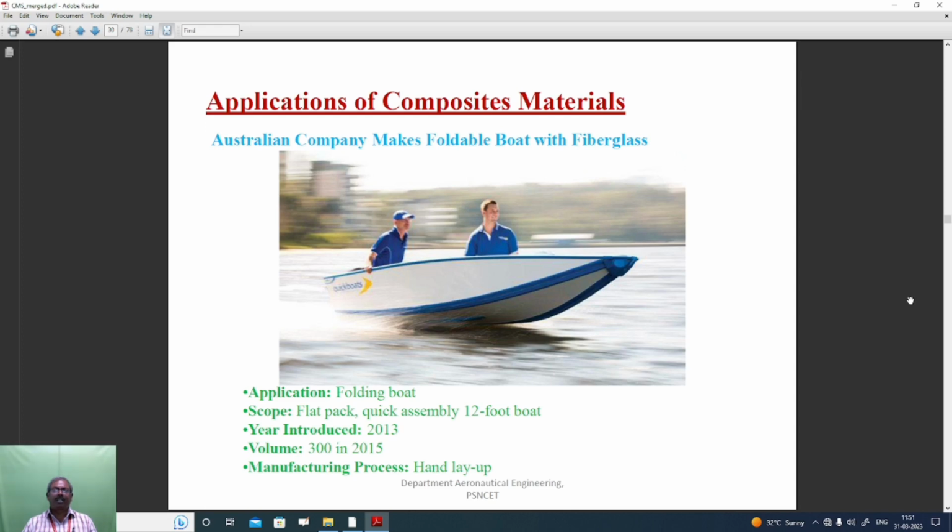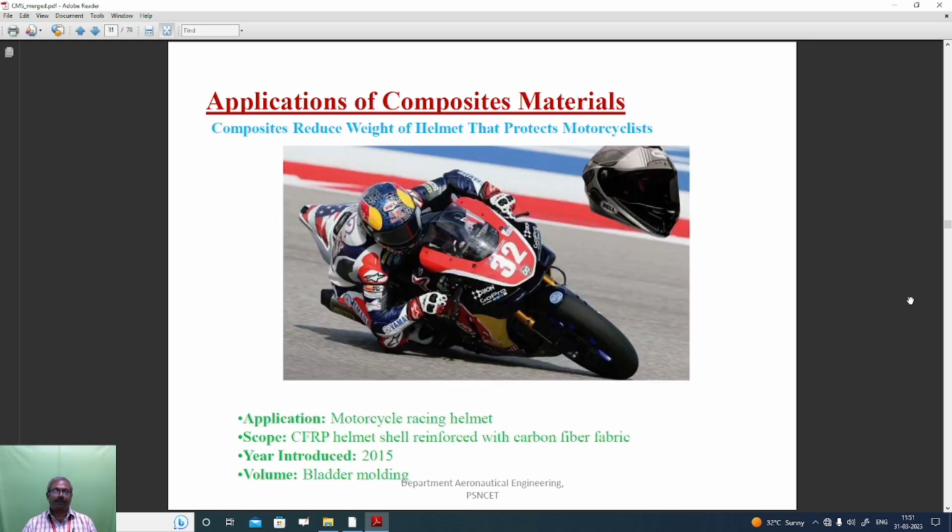This Australian company makes a foldable boat with fiberglass. This is a folding boat, flat pack, quick assembly 12-foot boat. The cantilever method is used to produce the parts of the boat.